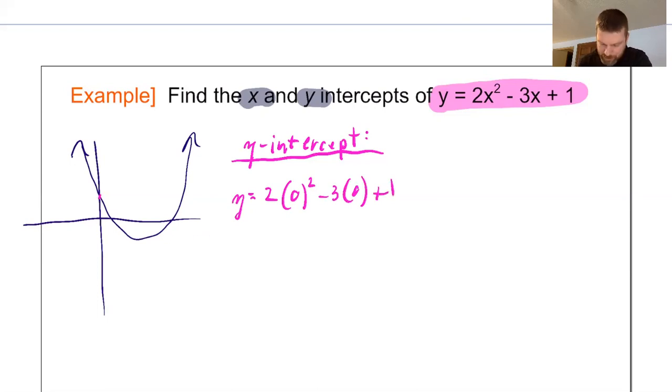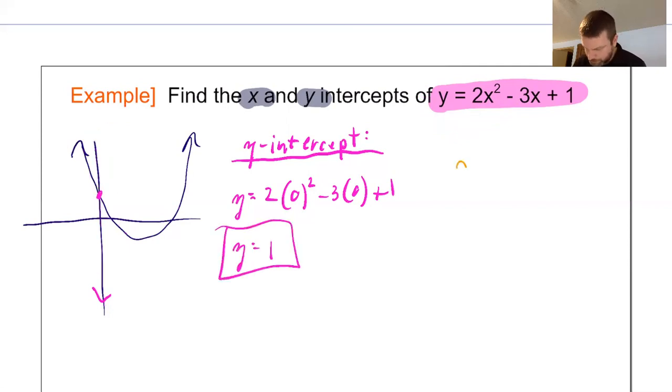The reason why is that the y-intercept is going to be right there. It's going to be some point that has 0 for the x and something for the y. So if you know the x is 0, you plug 0 in. You end up with a y-intercept of 1.